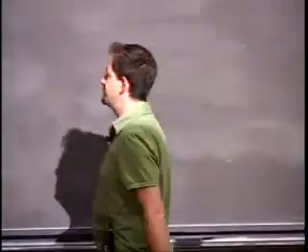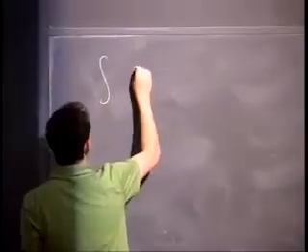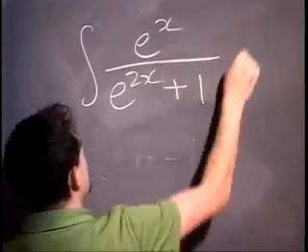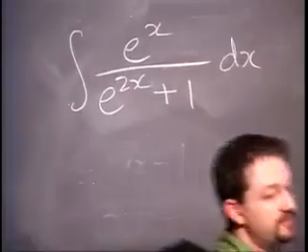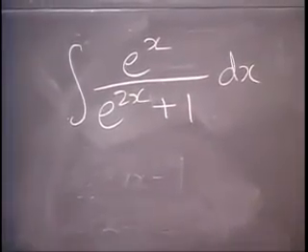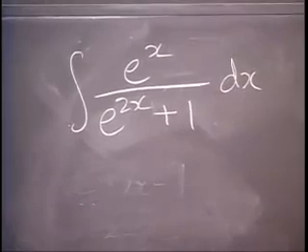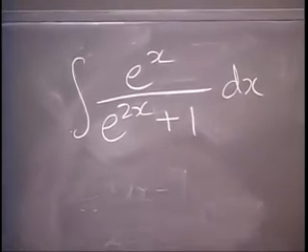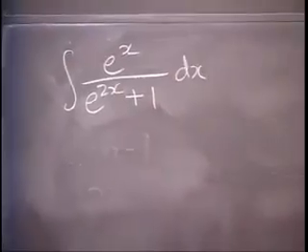Right. How about just one more substitution example? e to the x over e to the 2x plus 1. So what are we going to substitute? There's an e to the 2x. There's an e to the x. Which one is which? Who knows?